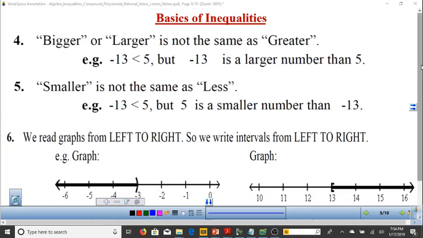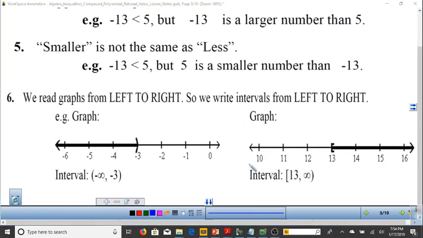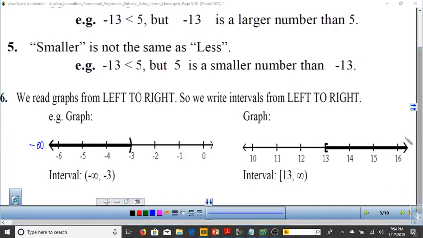So that takes us to the next step. When we're reading graphs for inequalities, we typically read from left to right, because that's how we read in English. So when we're reading this graph here, we're saying we're going from negative infinity up to -3. Now, negative infinity and positive infinity are interesting. It's kind of like the horizon. That's how infinity works. And infinity is written like an 8 on its side.